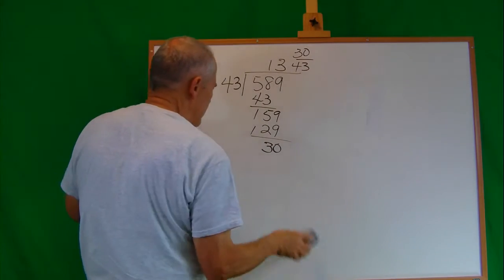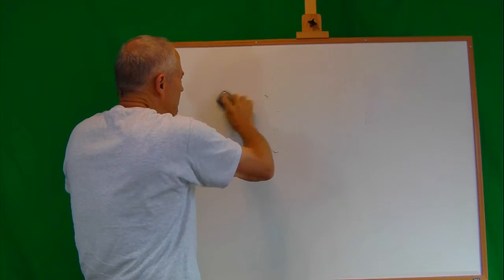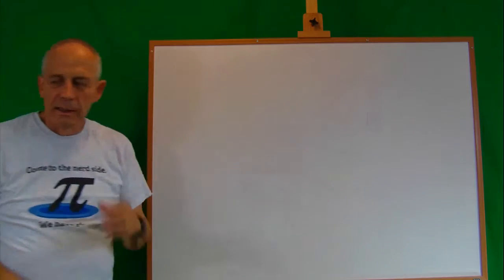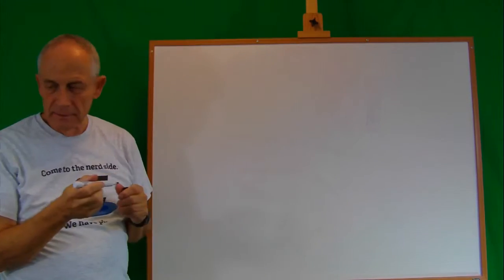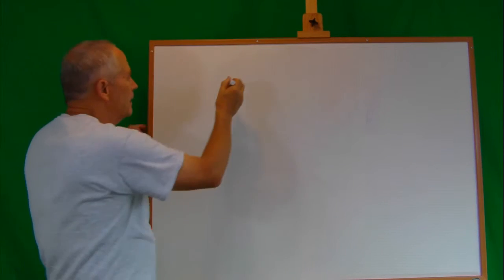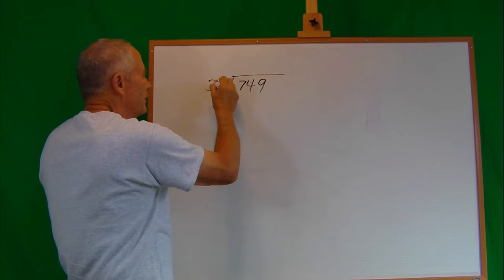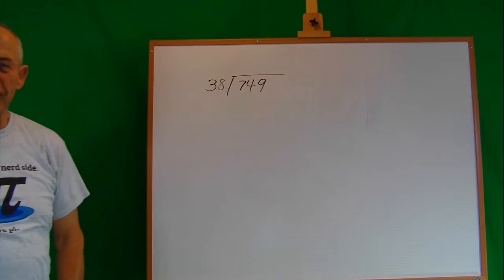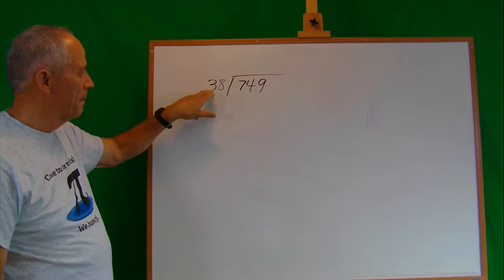Let's see if we can find one that doesn't quite work out so well, so you can see what I'm talking about. Let's say I have 749 divided by 38. Those are big, ugly numbers. Kind of scary. So let's see what we can do.